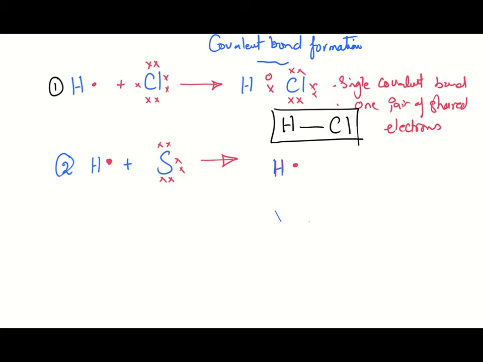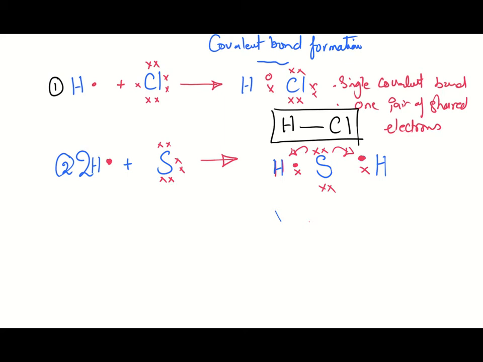On the other hand, S has 6 electrons, 1, 2, 3, 4, 5, 6. So it needs to share 2 electrons. It's going to share 1 electron here with hydrogen. And what about the second electron? The second electron should be shared with another hydrogen atom. So we should use here 2 hydrogen atoms. Sulfur shares 1 with either of the 2 hydrogen atoms. Share 1 on that side and share 1 on the other side.